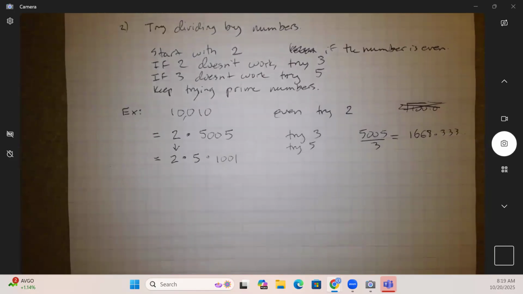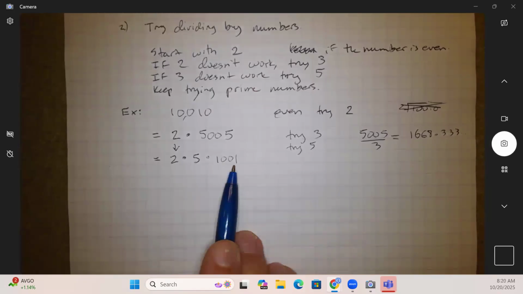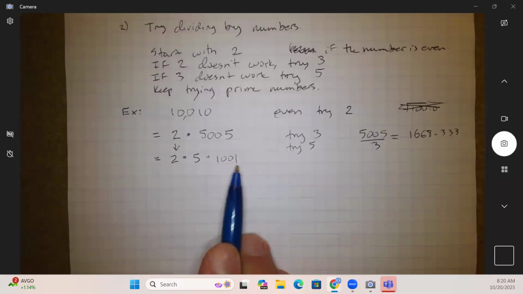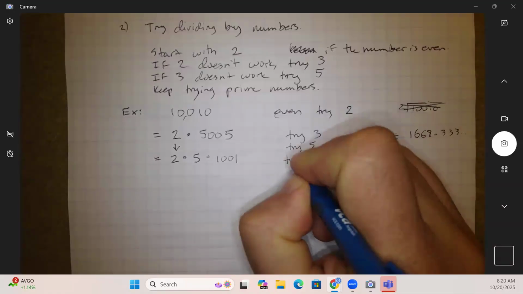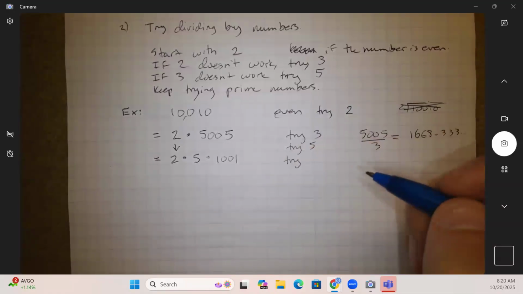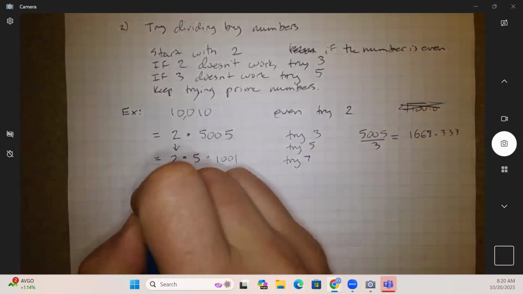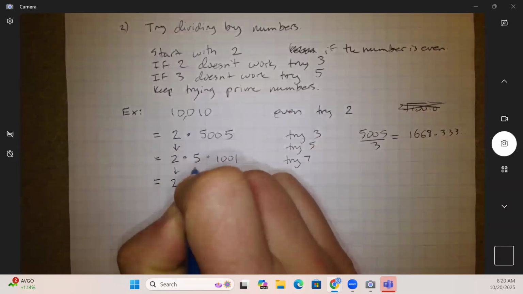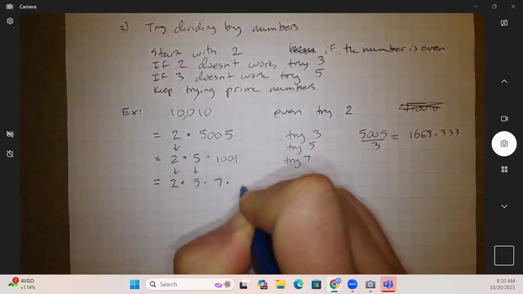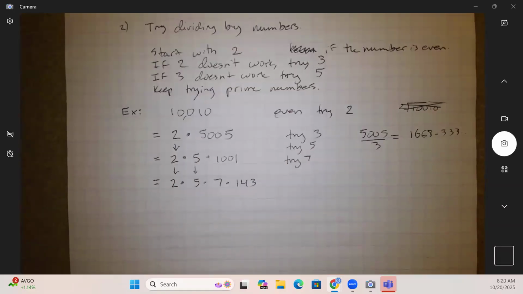And if 1,001 is prime, then we're done. But I don't know if 1,001 is prime. So we could try 2 again, doesn't make sense, we already know that. We could try 5 again, but that wouldn't work because it doesn't end in a 5. So let's try another number. How about, Jillian, what number should we try? Let's try 7. We get 1,001 divided by 7. And it does work. So I have the 2, which comes down, the 5, which comes down, and then the 7, which multiplies by 143.